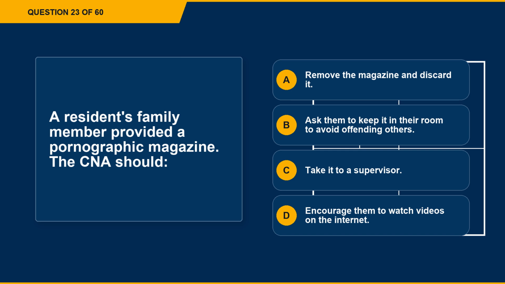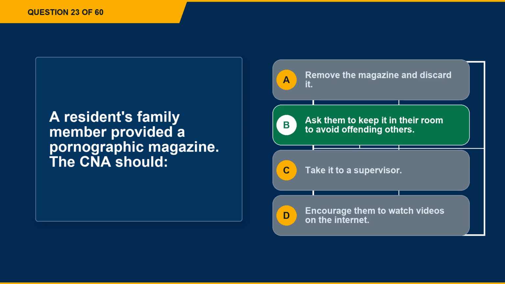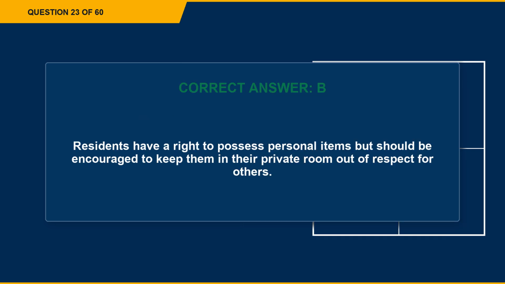Option B, ask them to keep it in their room to avoid offending others. Option C, take it to a supervisor. Option D, encourage them to watch videos on the internet. The correct answer is option B, ask them to keep it in their room to avoid offending others. Explanation. Residents have a right to possess personal items but should be encouraged to keep them in their private room out of respect for others.